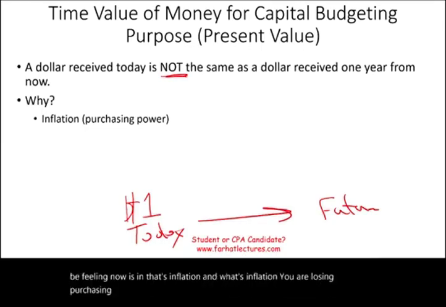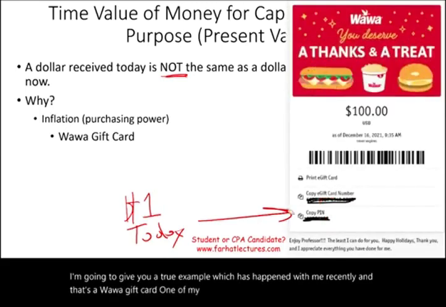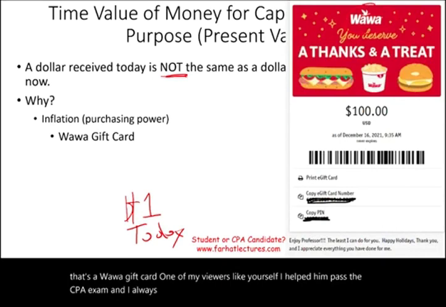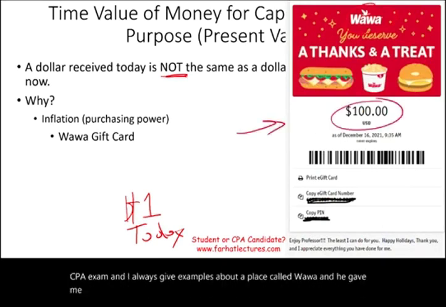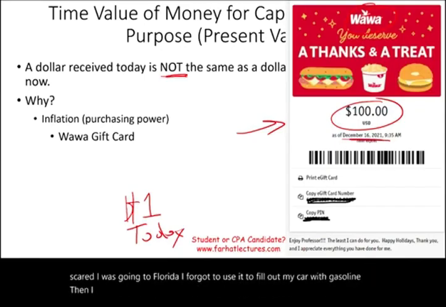I'm going to give you a true example, which has happened with me recently, and that's a Wawa gift card. One of my viewers, like yourself, I helped him pass the CPA exam, and I always give examples about a place called Wawa. And he gave me a gift card for $100. He gave it to me December 16, 2021. I was going to Florida. I forgot to use it to fill up my car with gasoline. Then I just forgot about the card altogether.